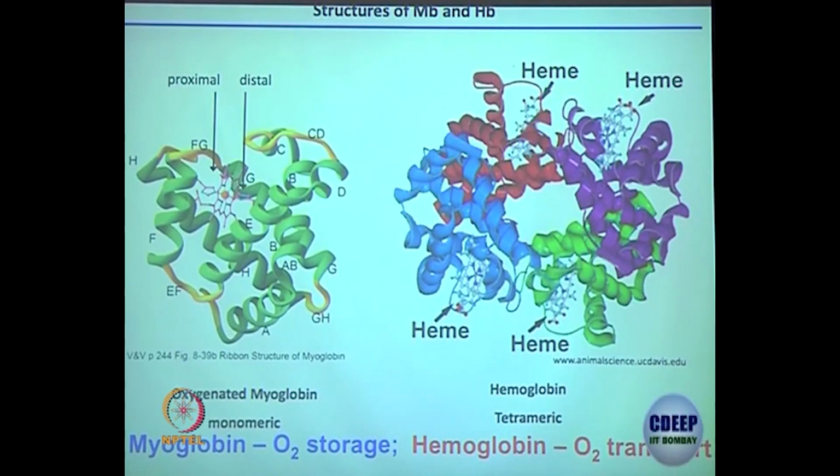Heme means porphyrin ring plus iron. That's called heme: that flat porphyrin ring plus iron. So we have a heme center in here, and we have 4 heme centers in there. How are they connected? They are connected by this protein backbone.